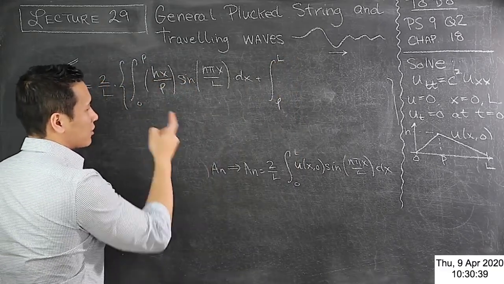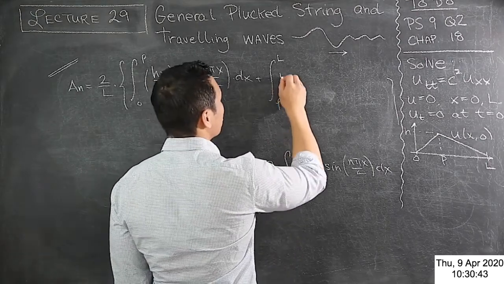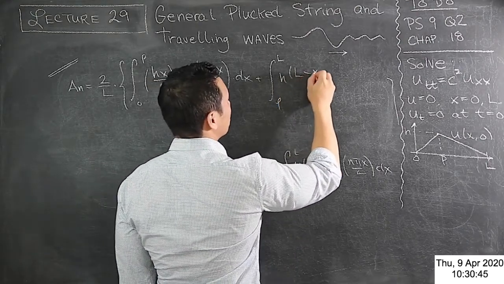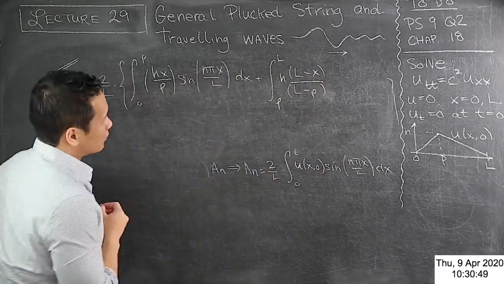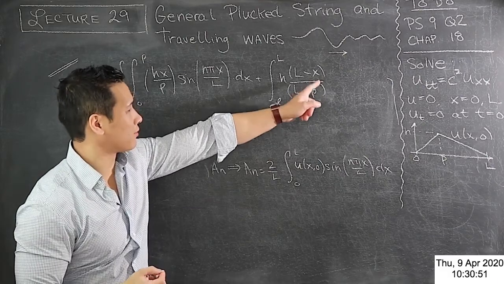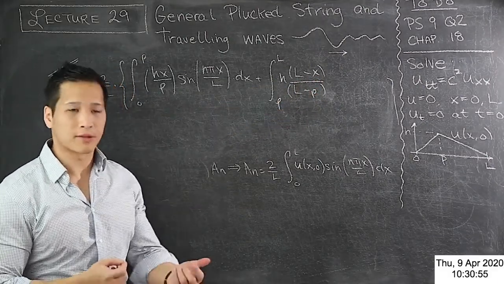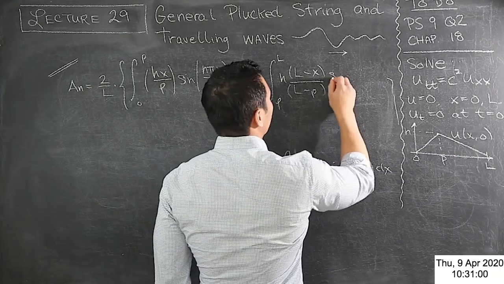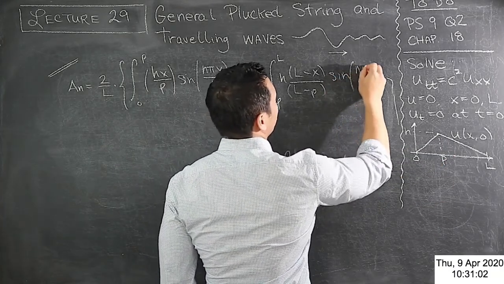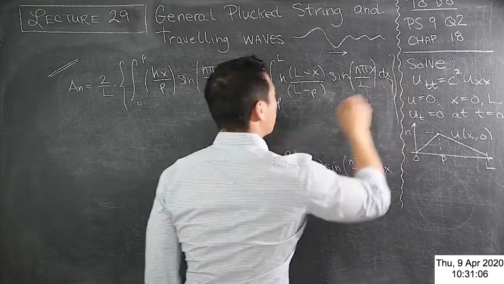And then you have to put in the other portion of the initial condition. That's h times L minus x over L minus p. So again, make sure that if you put in x equal to p here, then both numerator and denominator cancel, and you're left with h, as you should get for the height of the string. And then this is a sine of n pi x over L dx. Okay?